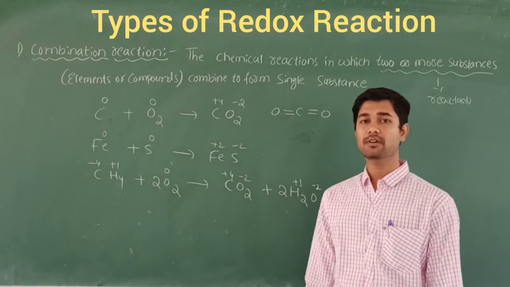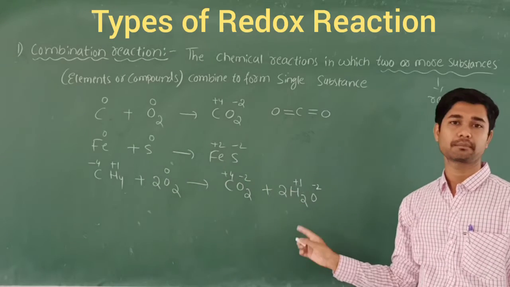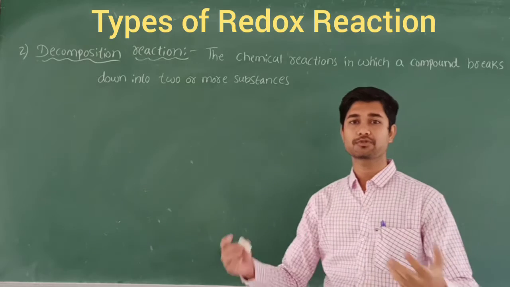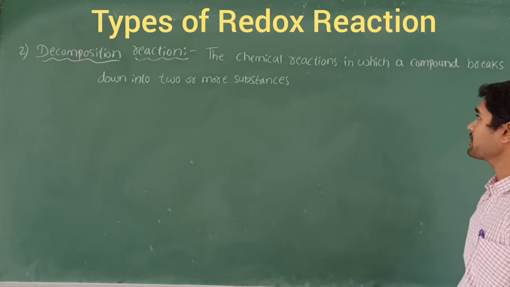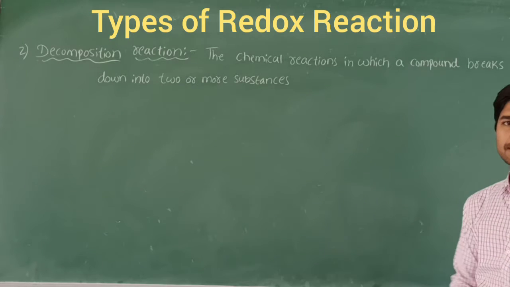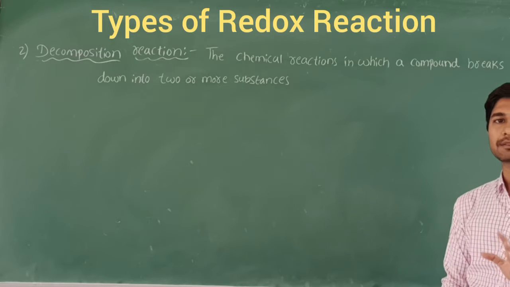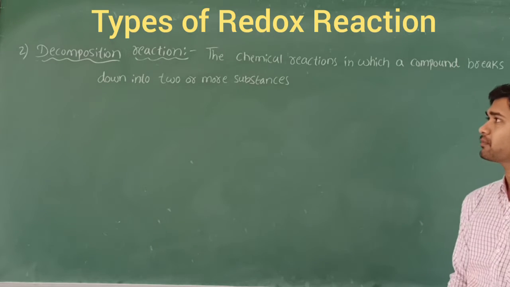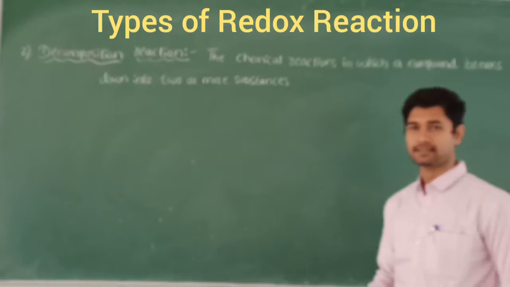Meanwhile, we should also maintain their oxidation numbers. Let's discuss the second reaction type, the decomposition reaction. These are chemical reactions in which a compound breaks down into 2 or more substances. I mean, the reactant contains only one substance, but the products may be 2 or more substances. So let's take an example here.